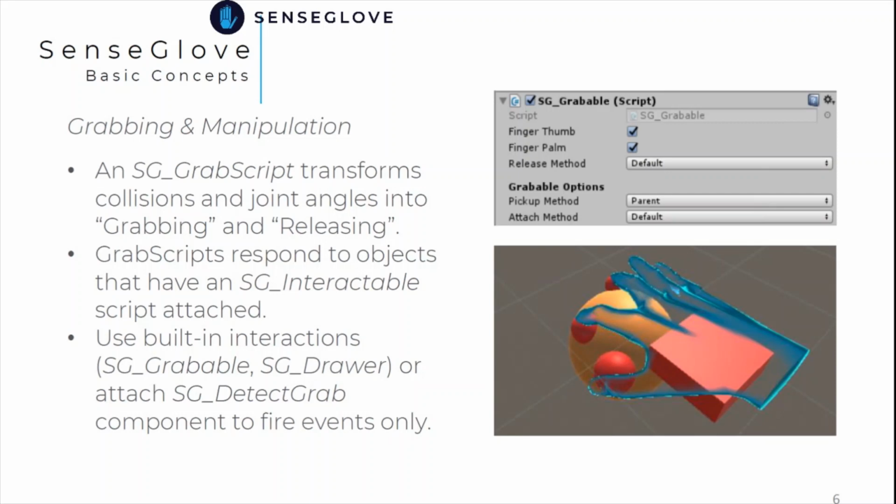You can either use these built-in SenseGlove grabbable, drawers, doors interactions, or if you have your own way of handling different kinds of interactions, you can switch over and only add a little component called the detection grab component, and that will cause the grab script to fire events when you grab and when you release objects. So based on those events, you can then tell your own system that something is being grabbed or released and handle it appropriately.